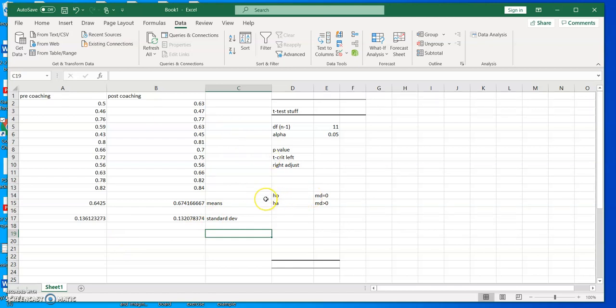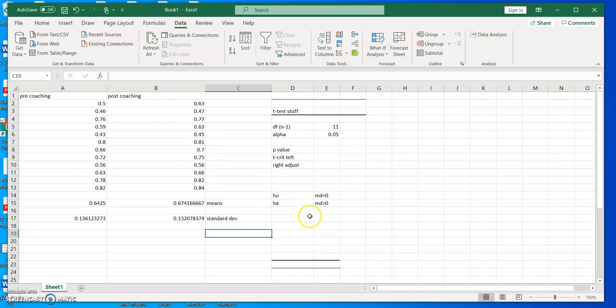Revisiting our null and alternative hypotheses. Our null hypothesis is that the mean difference between the two scores, pre-test and post-test, or pre-guru and post-free throw guru, is going to be about the same. There's going to be no change. The alternative hypothesis is that there is going to be a change greater than 0.